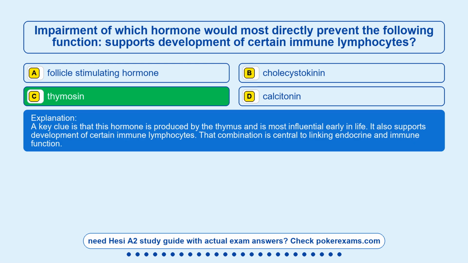A key clue is that this hormone is produced by the thymus and is most influential early in life. It also supports development of certain immune lymphocytes. That combination is central to linking endocrine and immune function.